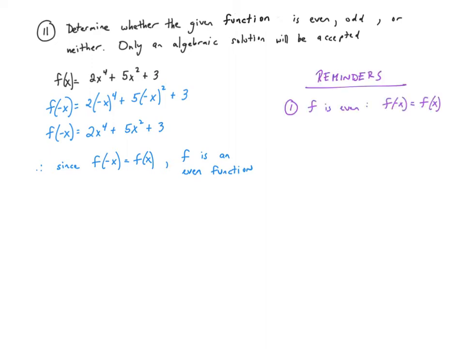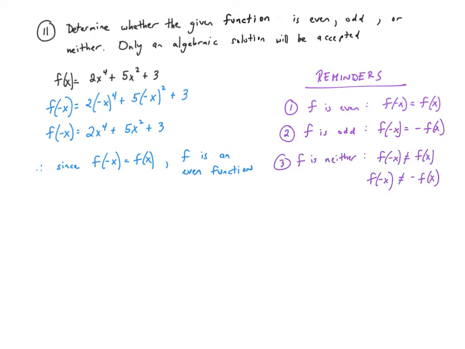Here are a couple of reminders. Number 1, f is even if and only if f of negative x equals f of x. Number 2, f is odd if and only if f of negative x equals the negative of f of x. Number 3, f is neither if and only if f of negative x is not equal to f of x and f of negative x is not equal to the negative of f of x.